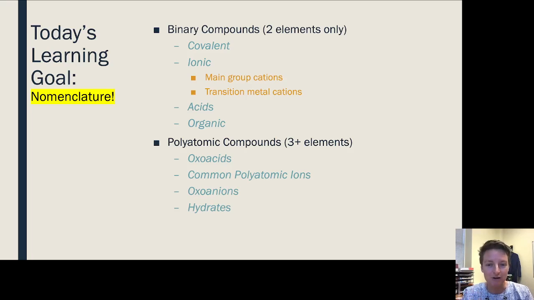As you watch through today's lecture, pay attention to the different categories we're going to discuss. We're going to talk a little bit about covalent versus ionic compounds, introduce this topic of acids, talk a little bit about naming organic compounds, and then talk about some of the memorization that you're going to have to do as you learn this topic. So with that, let's get started.